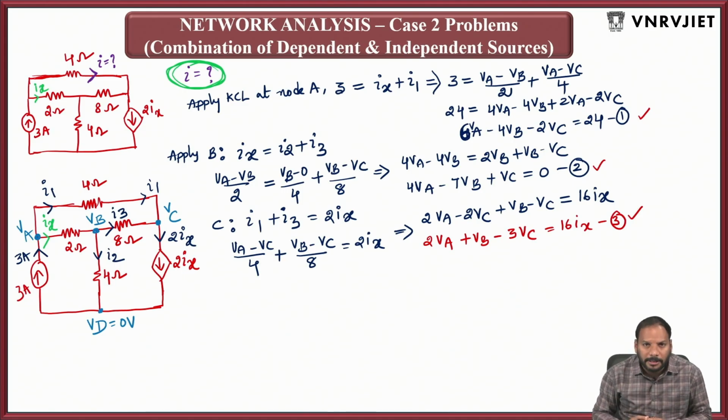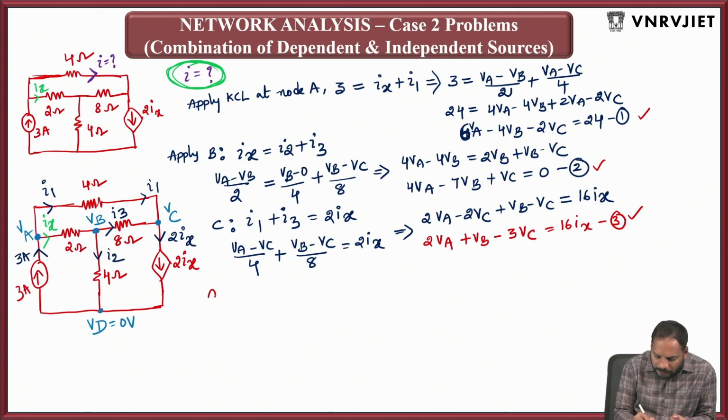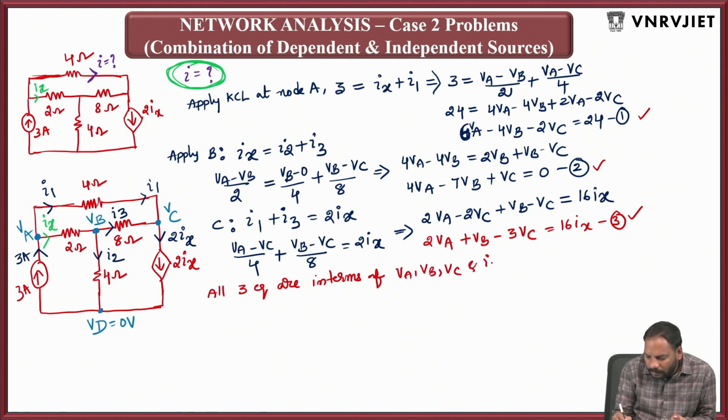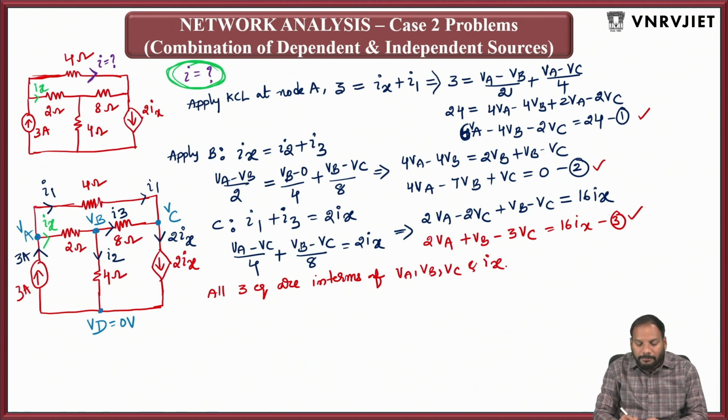But unfortunately, if you clearly observe, all the 3 equations are in terms of VA, VB, VC and Ix. That means 3 equations, how many unknowns? 4 unknowns. So it is not possible now to solve. If you solve 1, 2, 3, you will not get the solution, because to get the solution of 4 unknowns, you must have 4 equations.